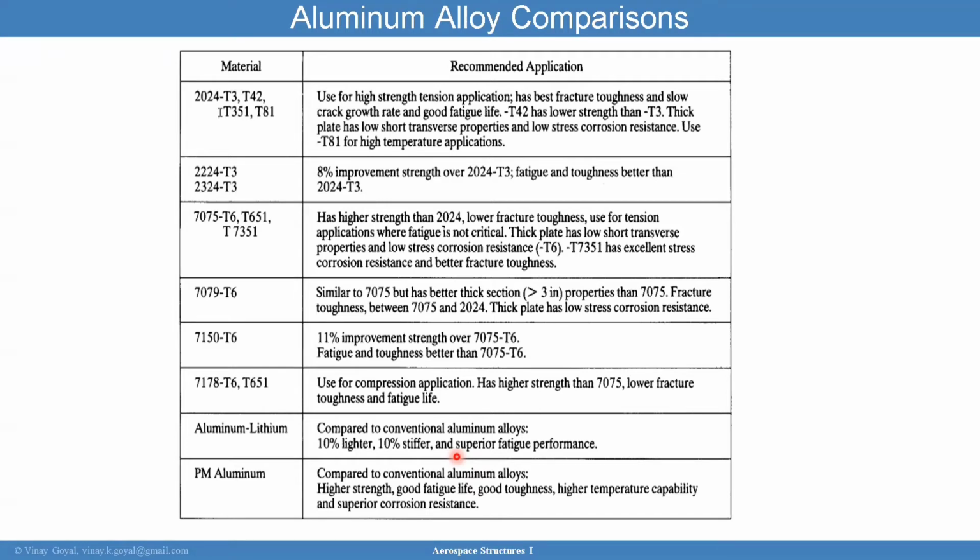I also want to point out 7178 T651 that was not covered. Great for compression applications, but a higher strength than 7075 for sure.